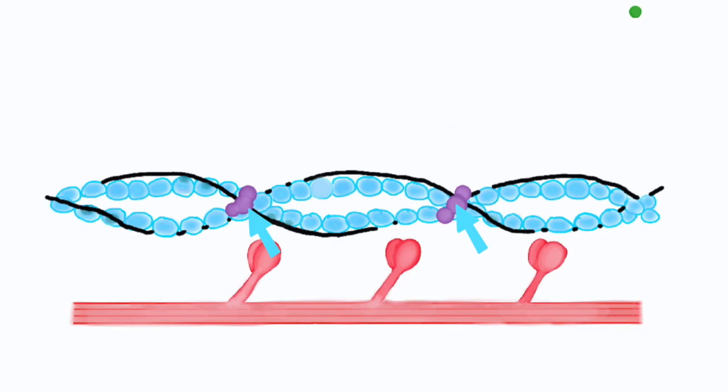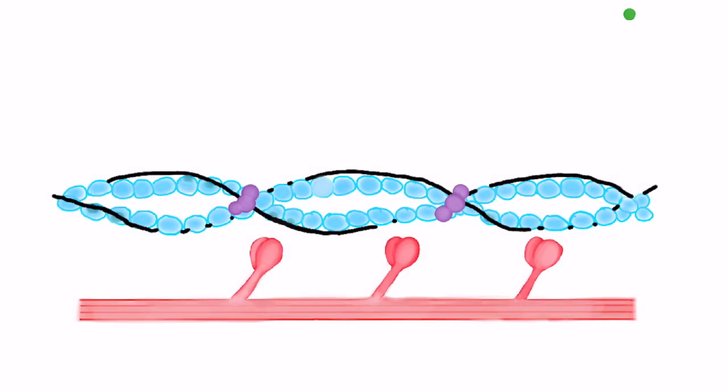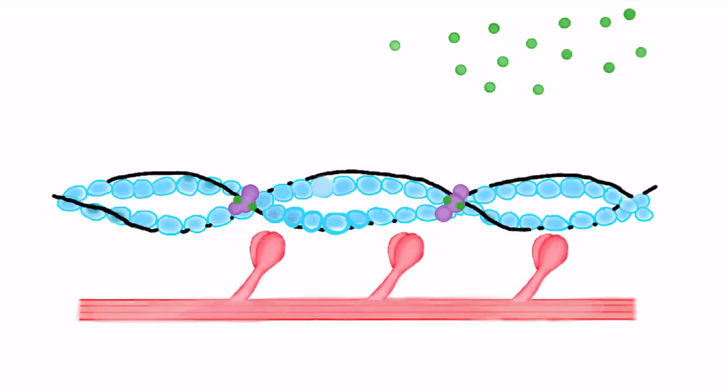The globular head wants to attach to the binding site. When calcium is released into the sarcomere, the calcium is going to bind with the troponin. Then troponin is going to pull tropomyosin off the binding site. Once the binding site is open, the globular head will bind and contract the muscle.